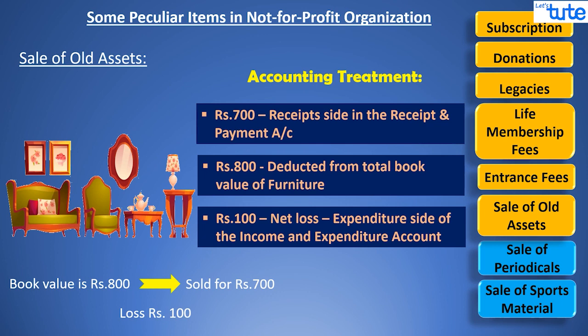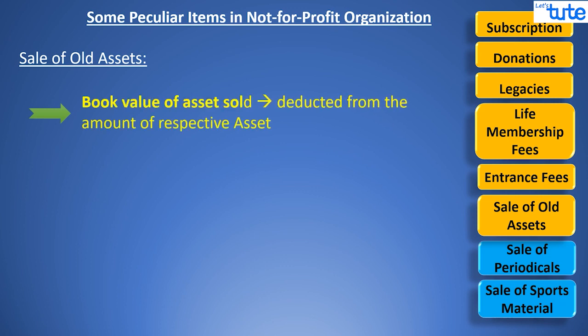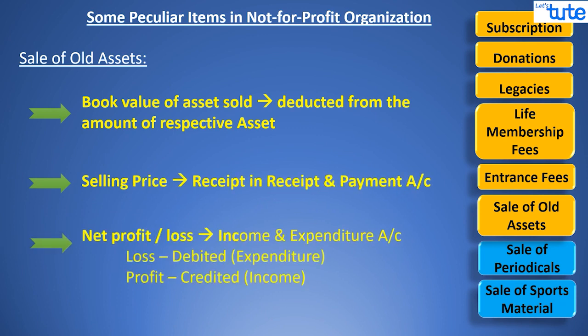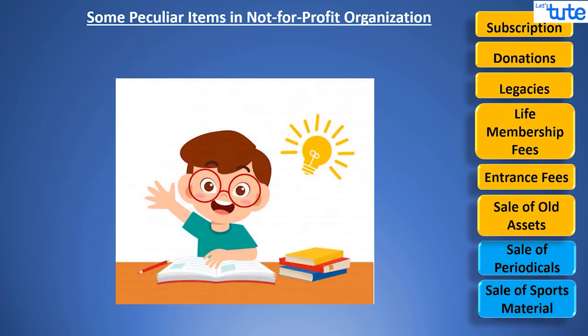So basically, whenever there is a sale of asset, book value of asset sold is deducted from the amount of the respective asset. Selling price is shown as receipt in receipts and payment account, and the net profit or loss is recorded in income and expenditure account. If loss, then debited, and if profit, credited. Hope you are understanding these accounting treatments very well.